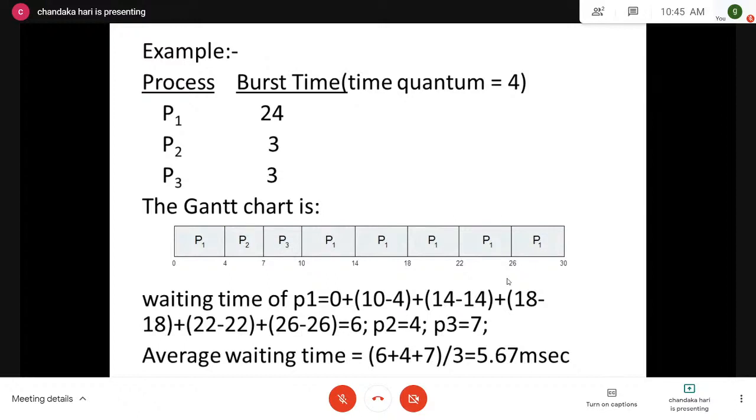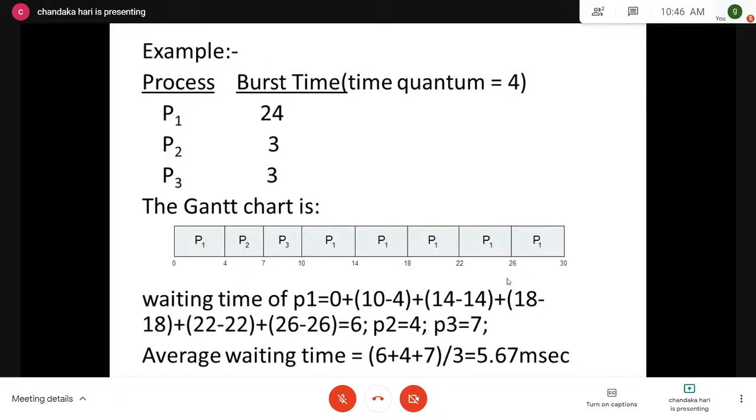This is for the time quantum period. This job may be completed or may not be completed. But the time quantum is 4, but it requires only 3 milliseconds, so that process is completed. Again, the next time quantum is allotted for process P3, it is also completed at 10. So 4 plus 3 is 7, 7 plus 3, 10.